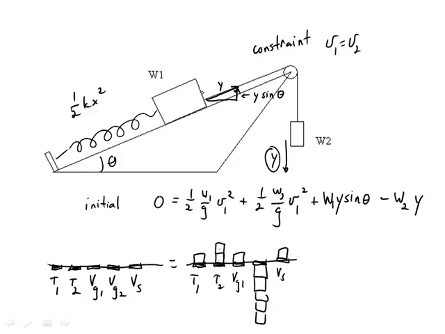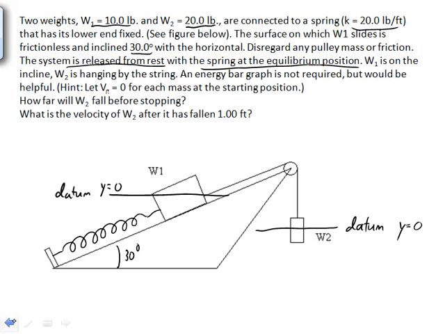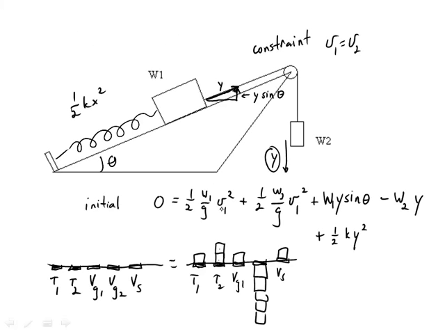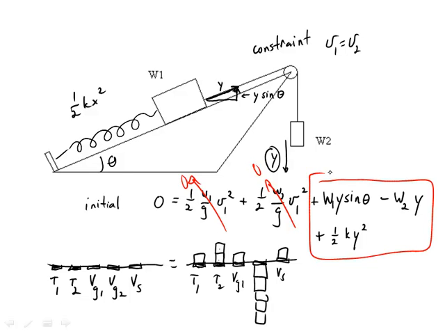And then finally, if I pull the block up the incline at distance y, I am stretching the spring at distance y from equilibrium. So plus 1/2 k y squared. And all of that's equal to 0. What was the question? How far will W2 fall before stopping? In the case of stopping, V1 equals V2 equals 0. And so I'll solve this equation knowing this term goes away and that term goes away. So the only unknown over here is y.